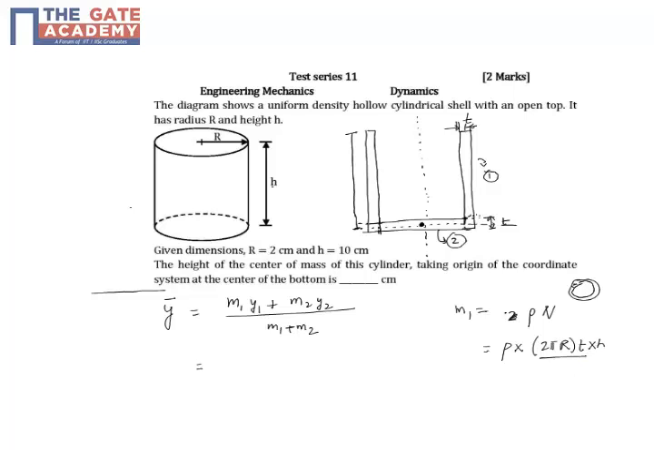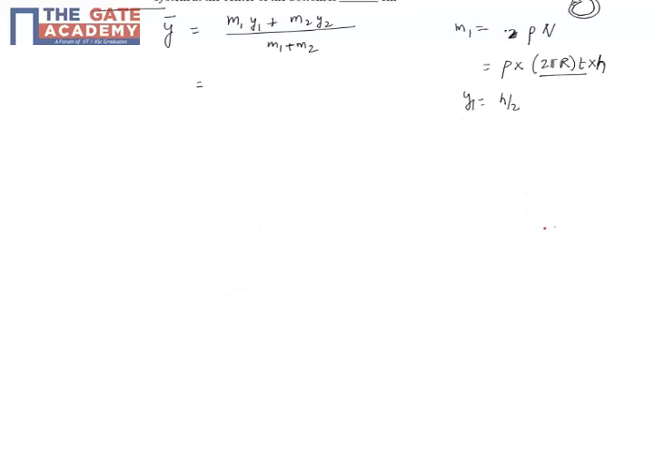You could argue that if h is measured from the center of the bottom, the height of the shell would be h minus something or h plus something. It depends on how you consider it, but since the thickness is very small, h plus t by 2 is more or less h. So 2 pi r t h times the density is the mass m1, and its centroid is at h by 2 from the reference. Okay, so this is m1.